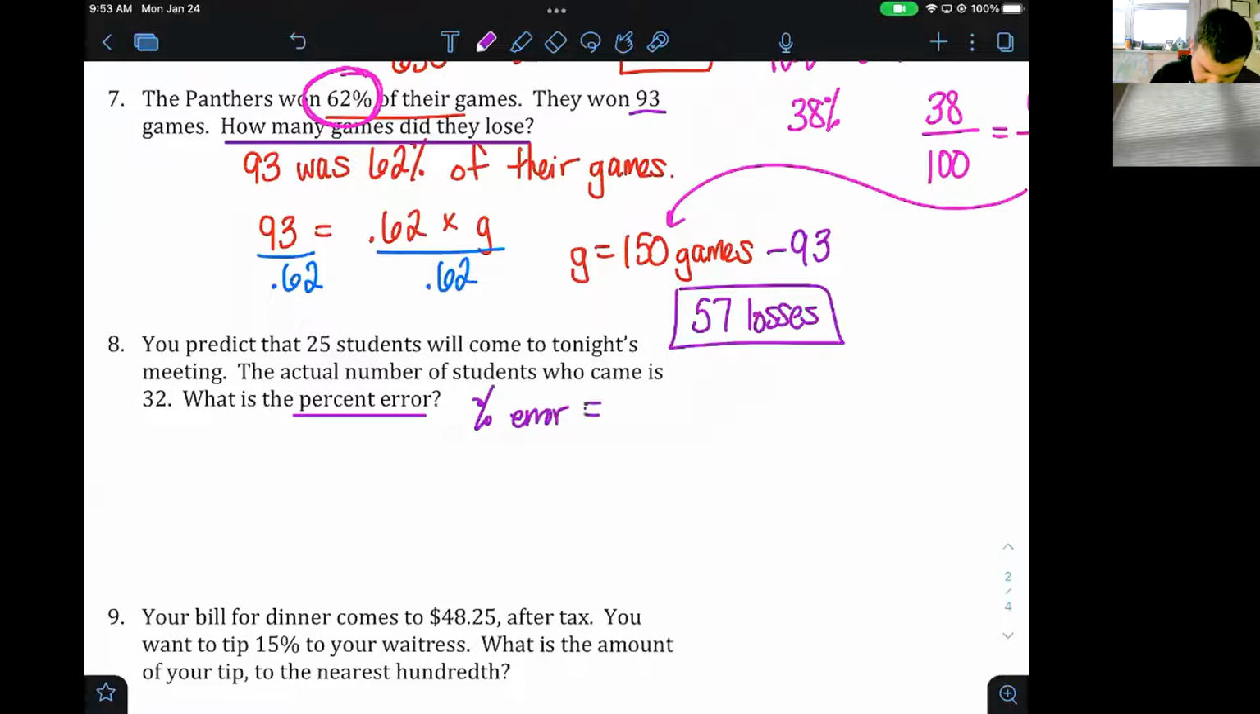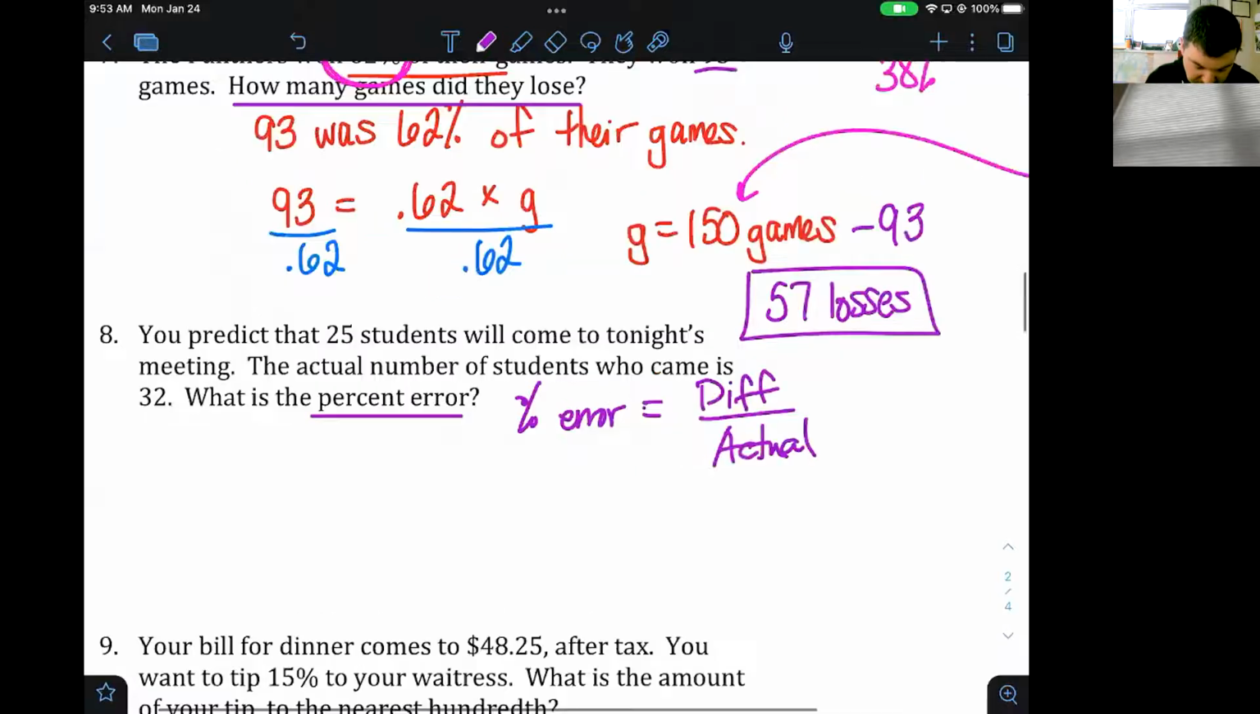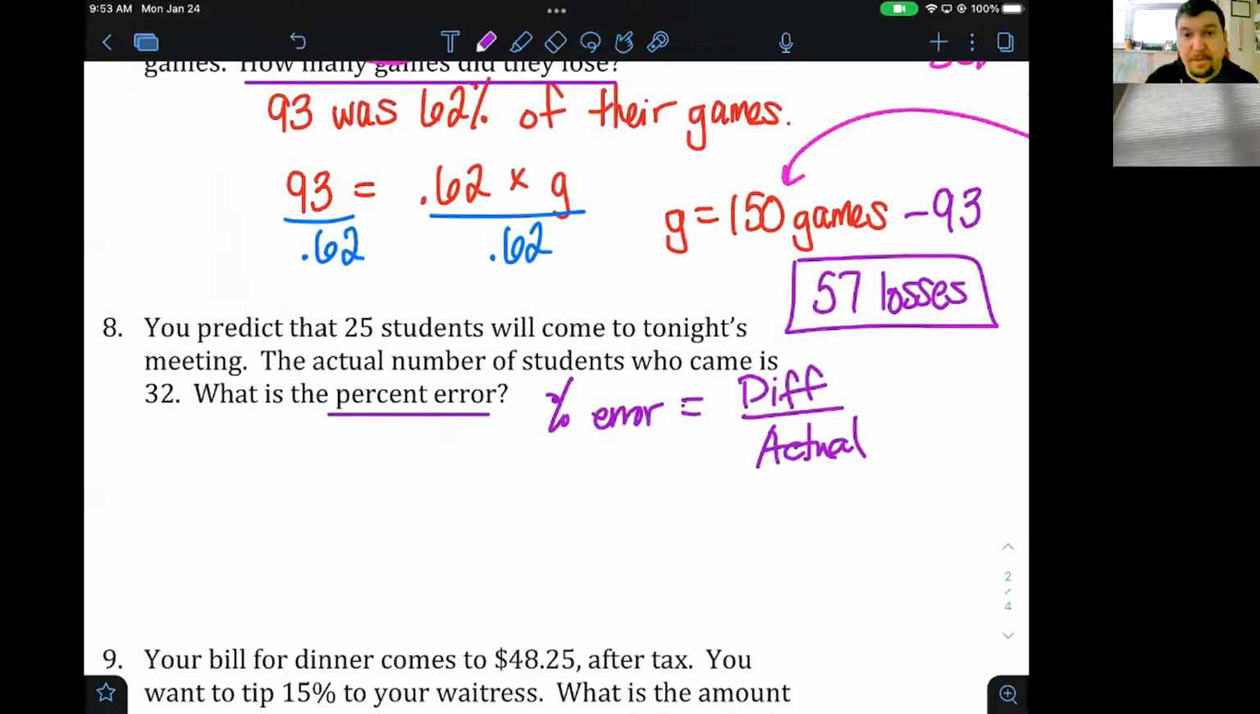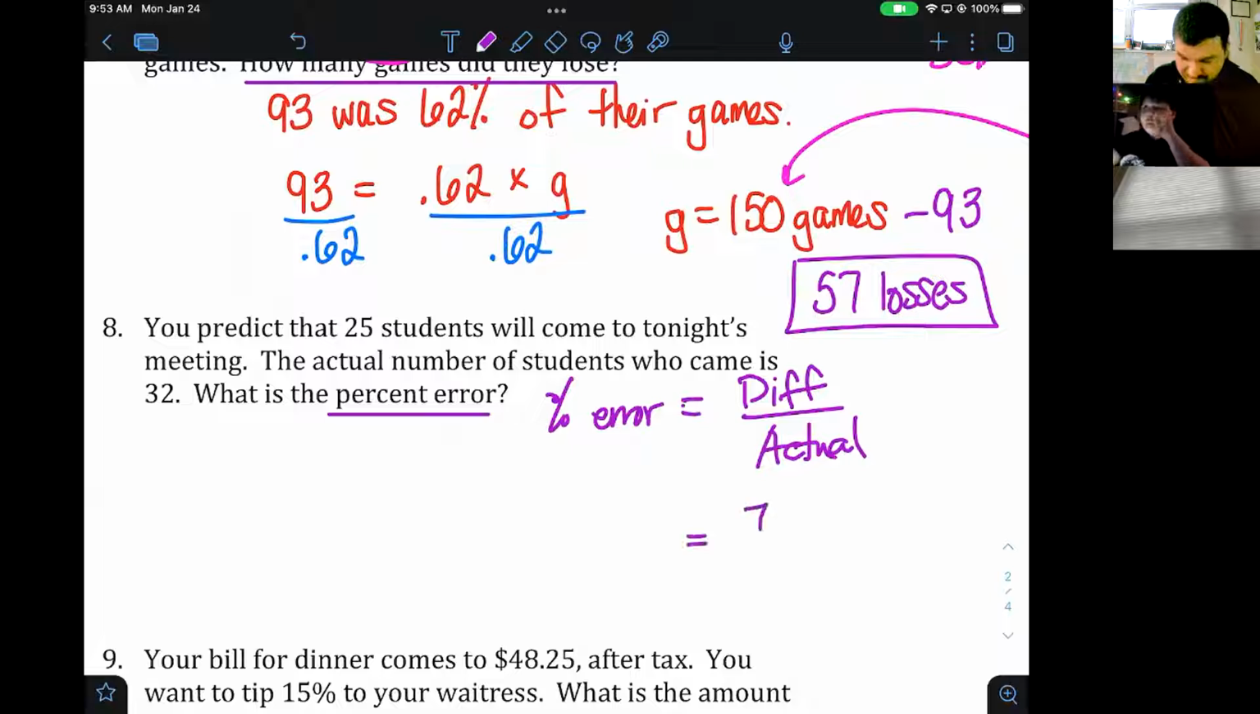So percent error is difference over actual. Remember, difference over original would be percent change. This is percent error. So if you predict 25 students come and 32 students come, that's a difference of how many? How many students were we off by? Anybody? 7. Yeah, we're off by 7. So 7 students, that's the difference. And of course, the actual number of 32 is going to go on the bottom.